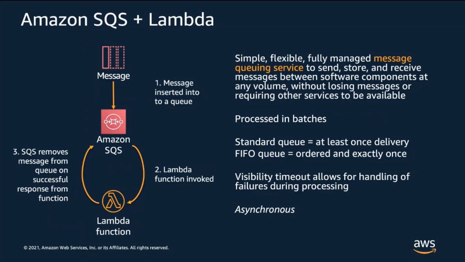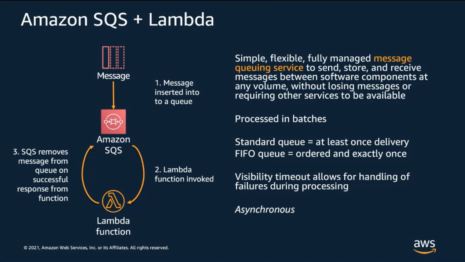Another service that's integrated very deeply into the AWS platform today is SQS, or Simple Queue Service. SQS is a simple, flexible, fully managed message and queuing service to send, store, and receive messages between software components at any volume without losing messages or requiring other services to be available. It's basically a managed queue service that allows you to publish messages into it. The Lambda service then can poll a queue looking for new messages, and when it finds messages, it's going to grab them and invoke the Lambda function on your behalf.